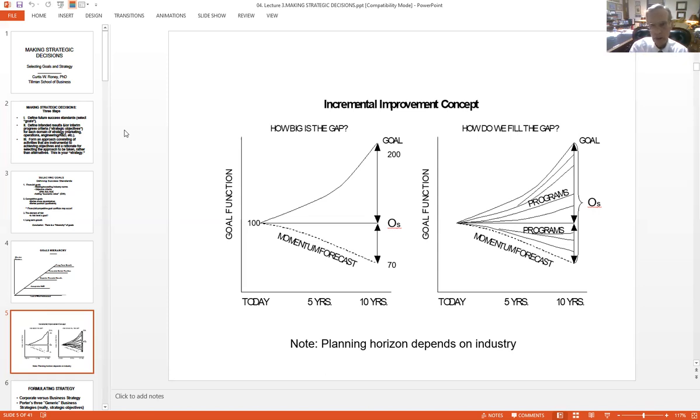So planning horizons vary from very long to very short. In any event, you can see that the strategic objective, the notation O sub S, in this case would be $130 million of sales, wouldn't it? The difference between 200 and 70. It's not 100. It's not the difference between 100 and 200, but the difference between the baseline forecast and the goal. And frankly, a little more than that, because we have to allow for human error.